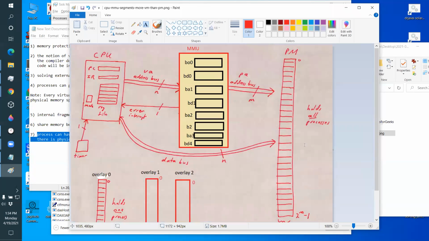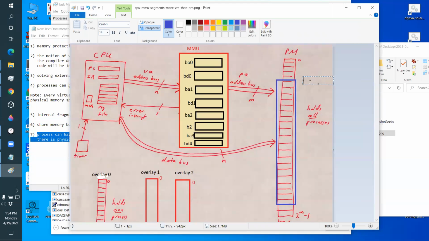Now, imagine that each one of these overlays is almost as big as physical memory. Imagine each one of these overlays, when you put it in physical memory, looks like this. Suppose this is overlay 1, which takes up almost all of physical memory. That's overlay 0. Now let's suppose that the first base and bounds register represents that.